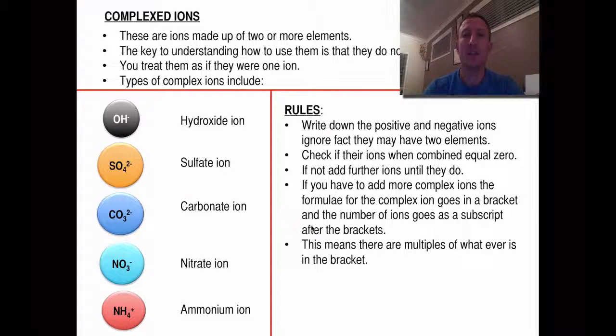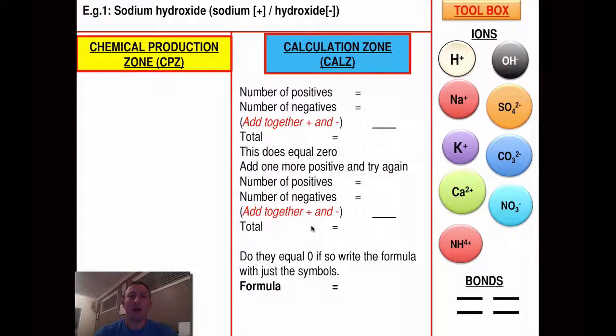The key to using complex ions, and probably the most complicated part of it, is to realize that if we've got more than one complex ion, all we do is put the whole complex ion in brackets and then write as a subscript the number of those ions that we require. It's probably easier if we try a few examples. So make sure you've downloaded Activity 7 and work through the examples with me. Okay, let's get started.